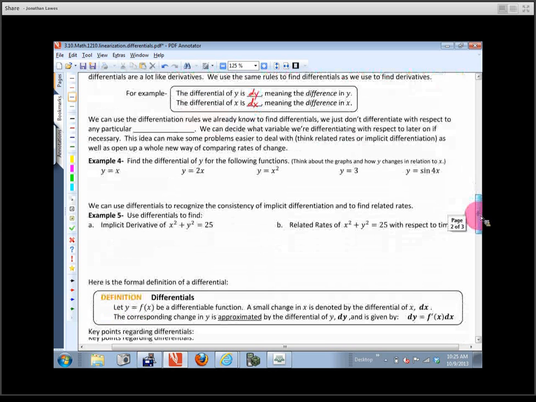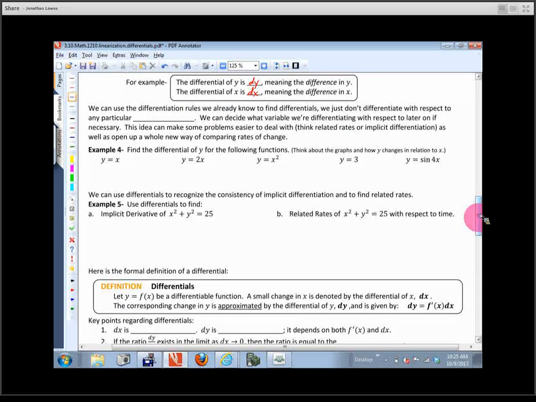So the rules for finding differentials are just like the rules for finding derivatives. It's just that we don't differentiate with any particular variable. So when we say with respect to x or something like that, we kind of leave that part off here. So we don't differentiate with respect to any particular variable, okay? Well, the cool part about this is if you need to, you can decide what variable you're going to differentiate with respect to later on. Or what we're going to do in these examples is just find the differential of each side.